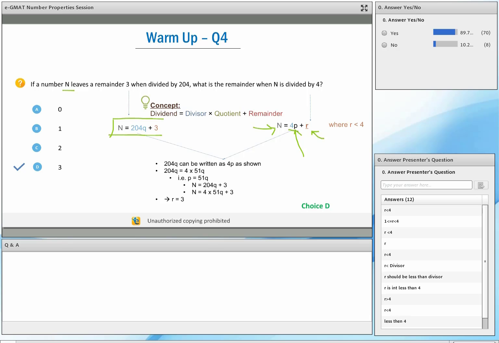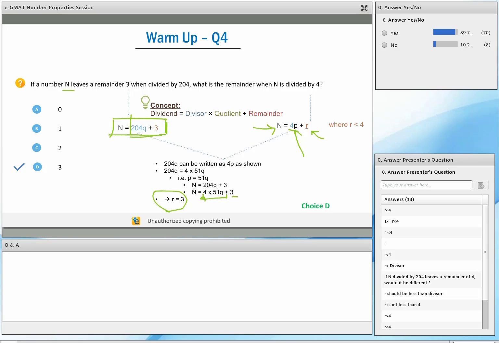What is given to me is this equation here, n is equal to 204q plus 3. So I try to write the right hand side of this equation in these two parts, and what I get is 4 times 51q plus 3, right? I didn't really have to do much over here because 204 is already a multiple of 4. So it's already expressed in the form of a multiple of 4, right? So that's why I end up getting r is equal to 3. Okay.